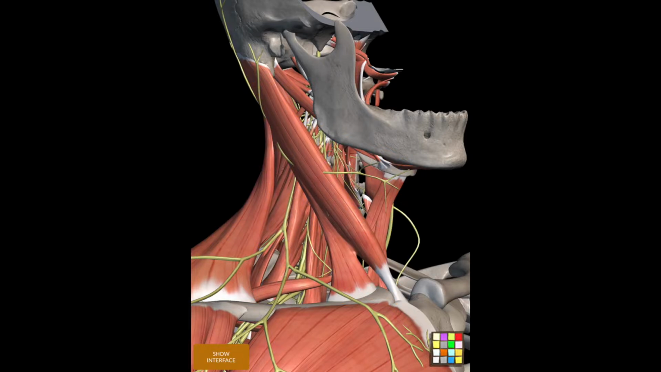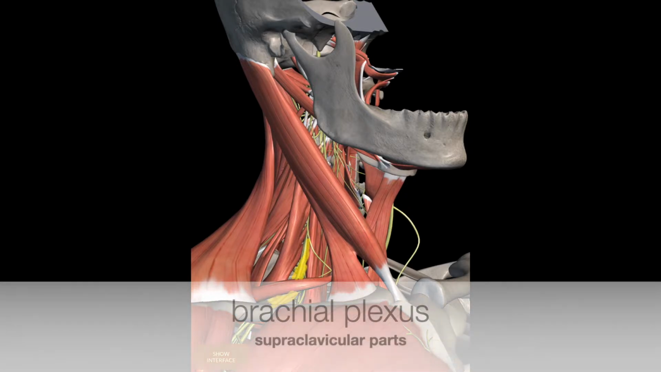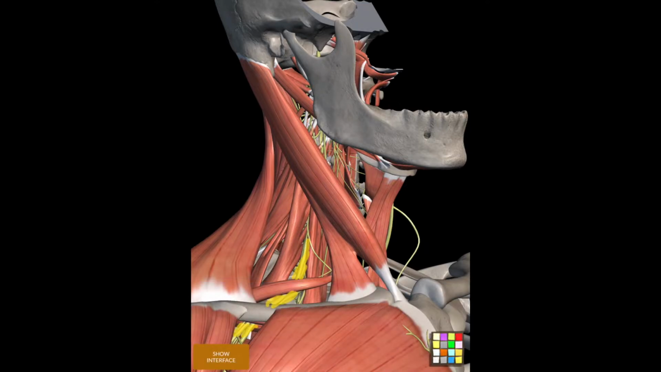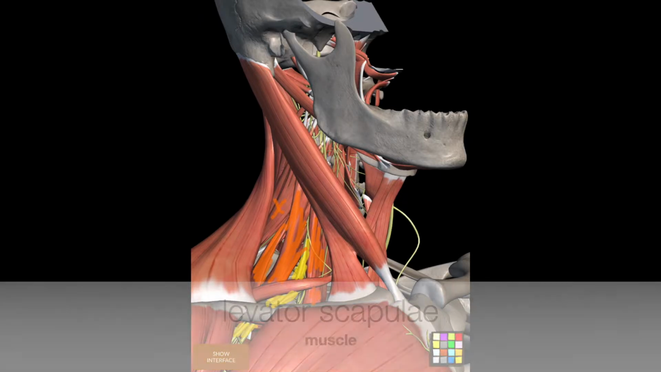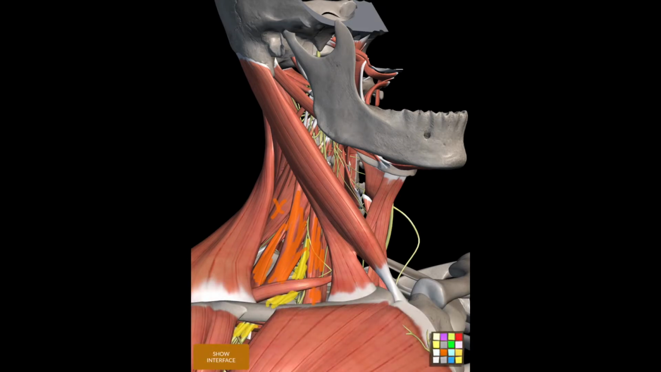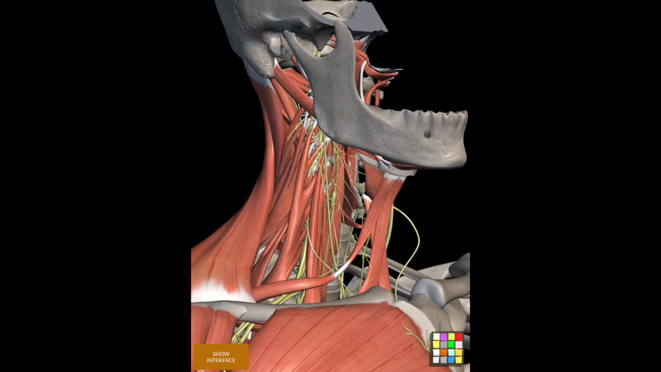We'll remove the cutaneous nerves, and we can see in the lateral cervical region or posterior triangle that the most prominent neurological structures left behind here are the supraclavicular parts of the brachial plexus. Here's the infraclavicular parts, and therefore we know that this muscle here is the anterior scalene, this muscle here is the middle scalene, and the scrawny guy here is the posterior scalene. This is levator scapulae.